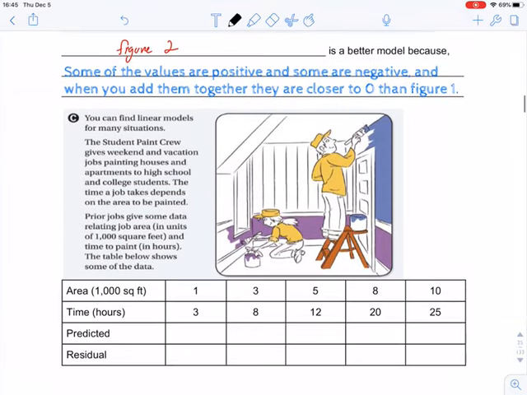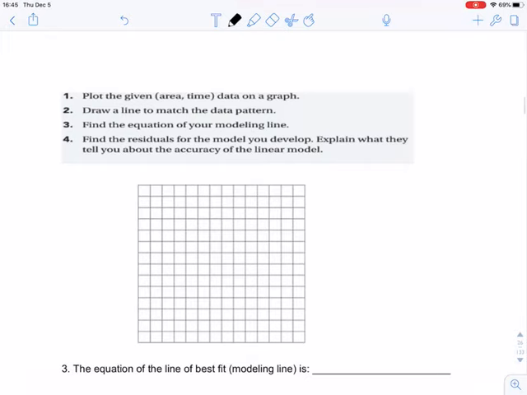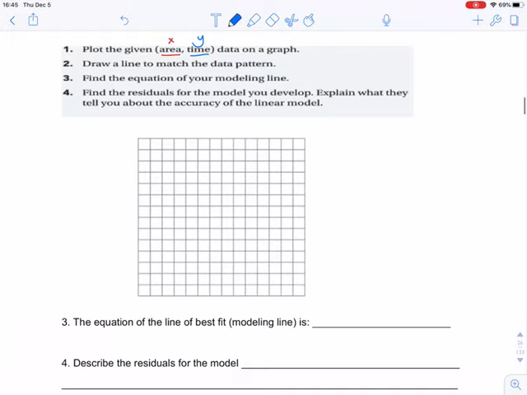Oh, and be careful, because the way that they ask you this is, I think, really important. So let's go down here, and it says plot the given area and time. Because area is mentioned first, that's your x value. Time is mentioned second, so that's your y value. Okay, so this is the few rare occasions where time shows up here, and that's your y value, and here is your area or your x value.